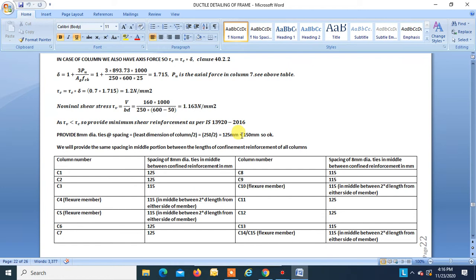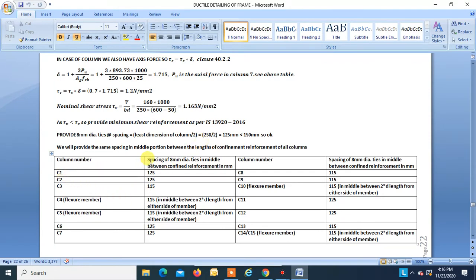Of course I have written less than 150 mm over here, because whenever the column longitudinal steel is spliced, in that region the tie spacing should not be greater than 150 mm. Our spacing is 125 mm, so it is less than 150, so it's okay.